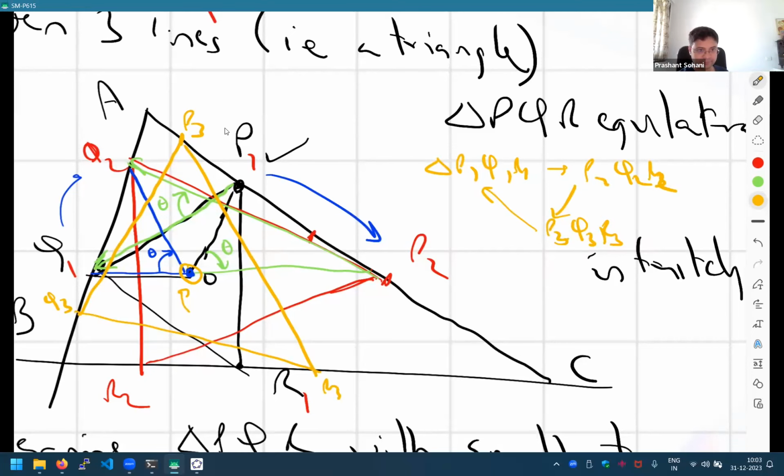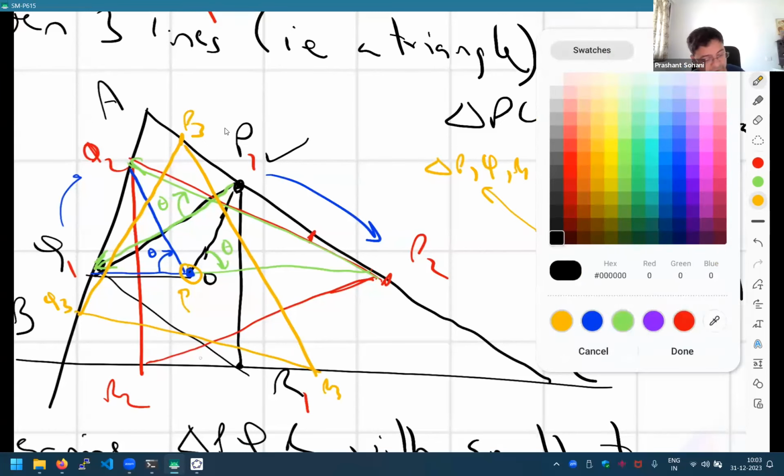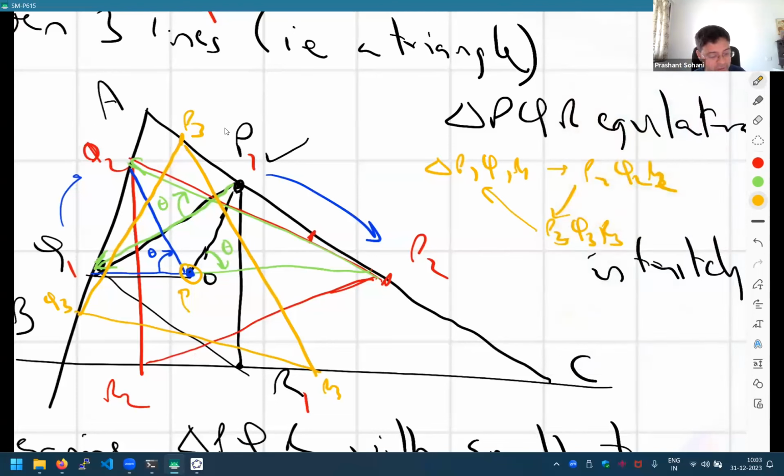Okay. And why is that important? Because we are interested in finding the triangle with the smallest size. So out of all of these triangles, the triangle which will have the smallest size will be the one where, if I take this O as my center, I draw perpendiculars to the three sides.